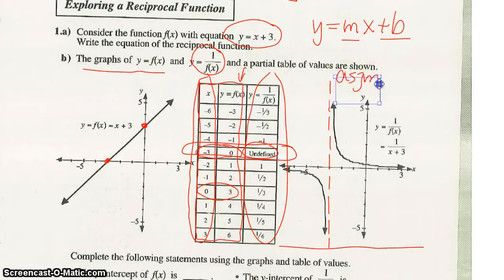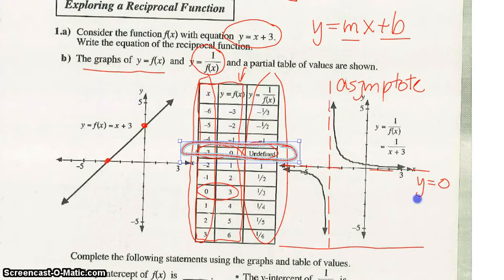An asymptote, spelled like this. It's a vertical asymptote. And then every reciprocal function that you learn this year will also have a horizontal asymptote here. The horizontal asymptote is always the x-axis, and it has an equation of y equals 0. y equals 0 means the x-axis.